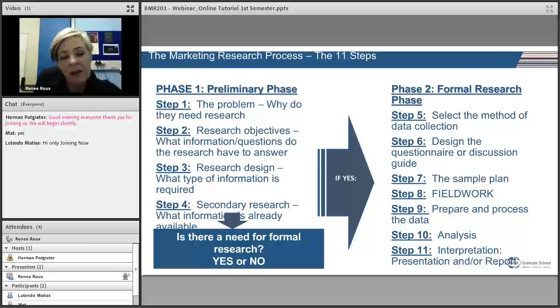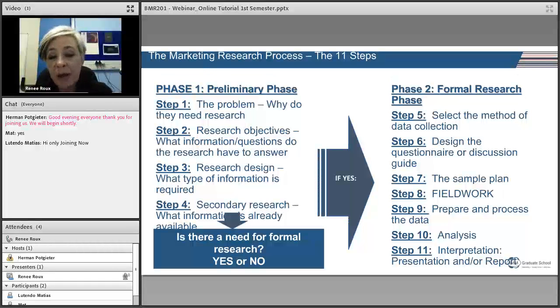Now, at the end of step 4, you will evaluate all that information that's available and you will say, okay, if I look at the information that's available, do I still need to do research? Is it sufficient? And I don't have to do phase 2 formal research, or no, it's not nearly sufficient. We cannot answer the research problem, so yes, I have to do it. So you have to ask the question, is there more need for information at the end of step 4? Yes, no. And if it's yes, then you will proceed with phase 2, which is your formal research.